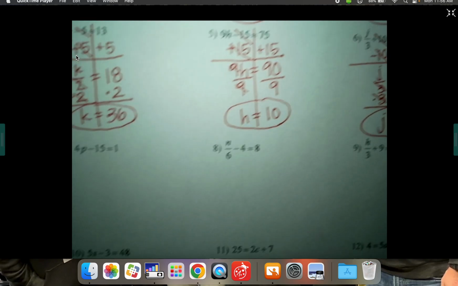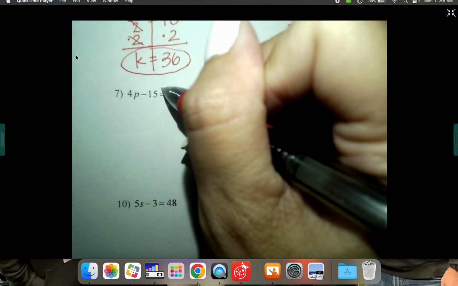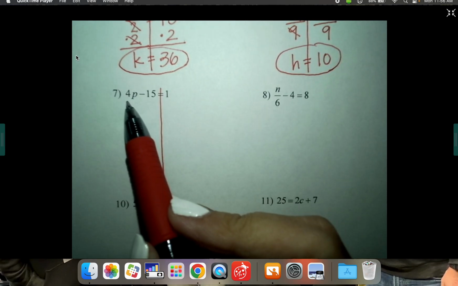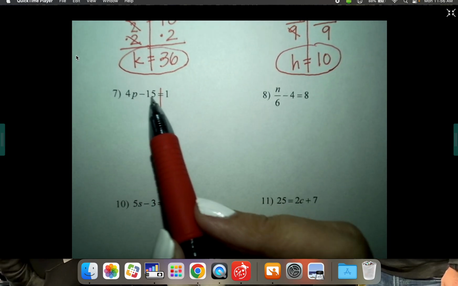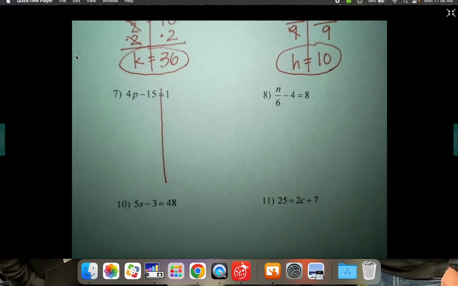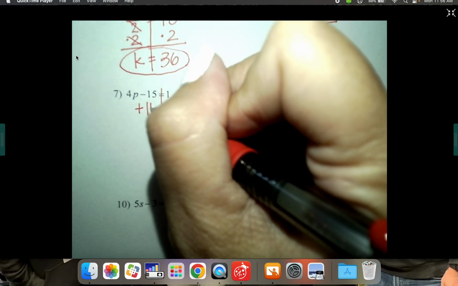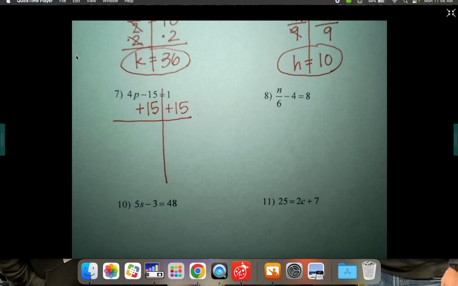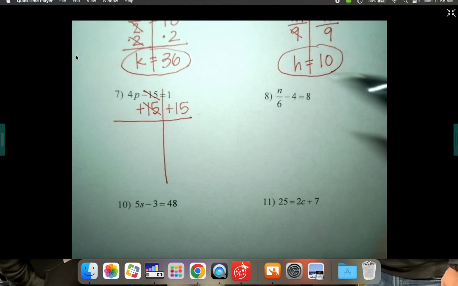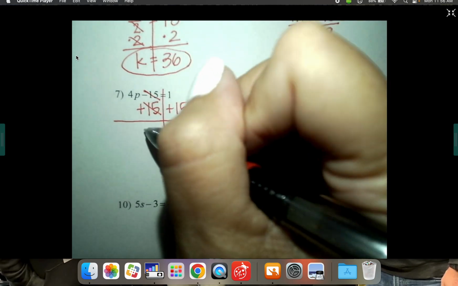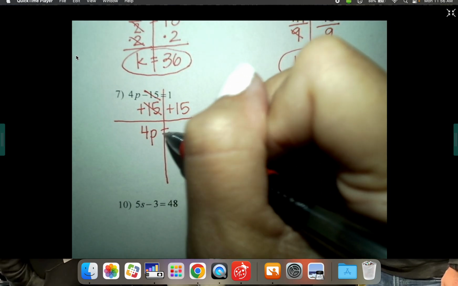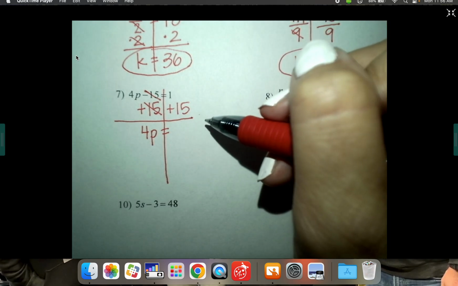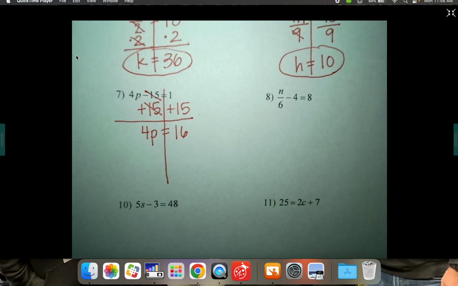All right, number 7. Keep the coefficient and variable together. Get rid of the constant, which is minus 15. We're going to do that by adding 15 on both sides. Cancel them out on the left. It leaves 4p. Bring that down. On the right, 1 plus 15 is 16.